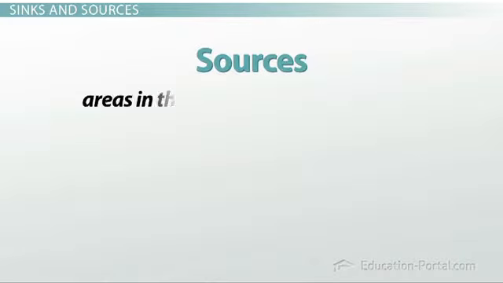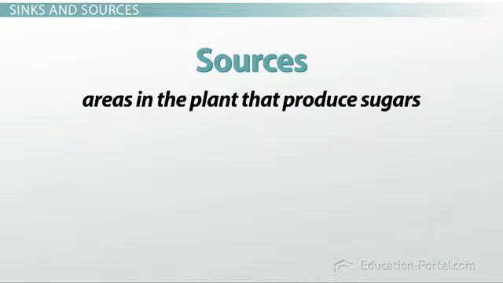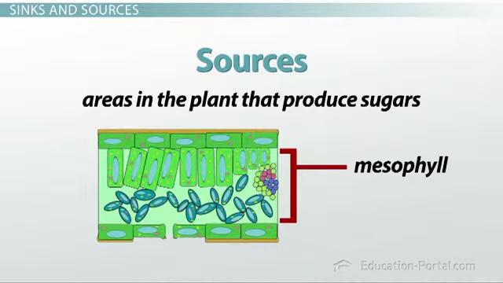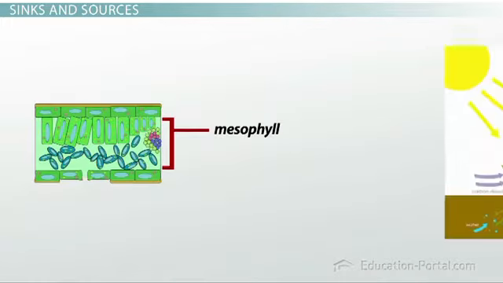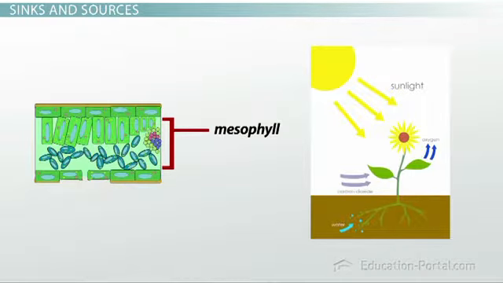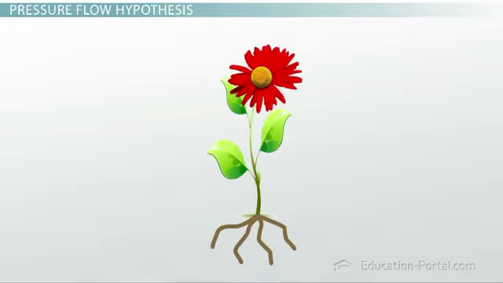Sources refer to areas in the plant that produce sugars. The main area of production is in the mesophyll of leaves. This area contains cells with plenty of chloroplasts, which perform photosynthesis. Remember that photosynthesis uses carbon dioxide, water, and light energy in order to make sugar and oxygen. Now that we've covered sinks and sources, let's look at the pressure flow hypothesis. This model of how phloem works is based on the relationship between sinks and sources.